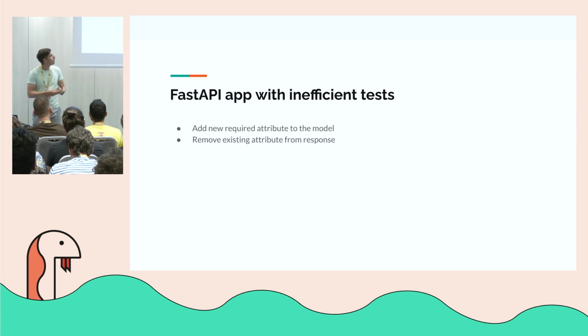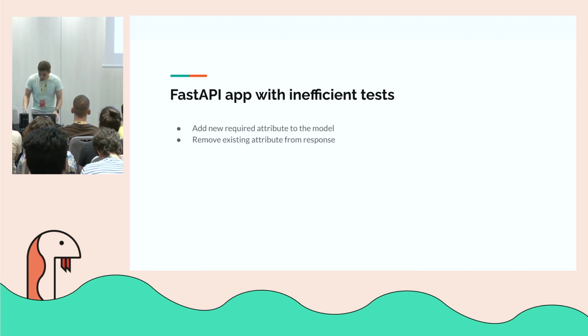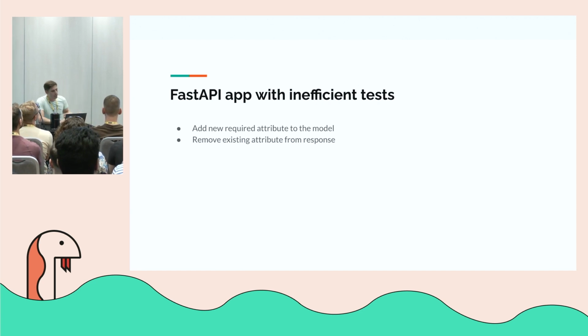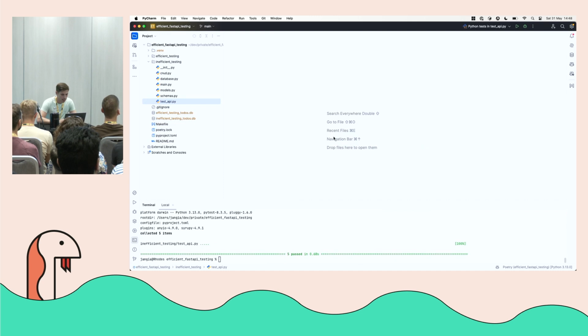So let's continue by taking a look into a FastAPI application. That's a very simple one. I'll need to sit down so I'll be able to navigate the code a bit better. And we'll do two things. We'll add a new required attribute to the model, and we'll remove an existing attribute from the response, and we'll observe what happens. So that's a very simple to-do API built with FastAPI.